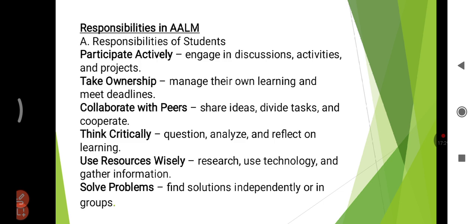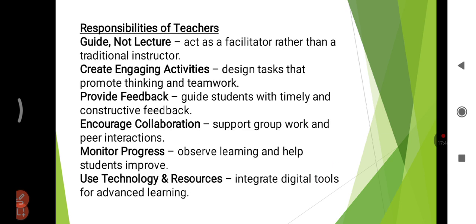Next, responsibilities of students in AALM: participate actively, take ownership, collaborate with peers, think clearly, use resources wisely, problem solving. Then the responsibilities for teachers: guide, not lecture, create engaging activities, provide feedback, encourage collaboration, monitor progress, use technology and resources. This is the teacher's responsibility.